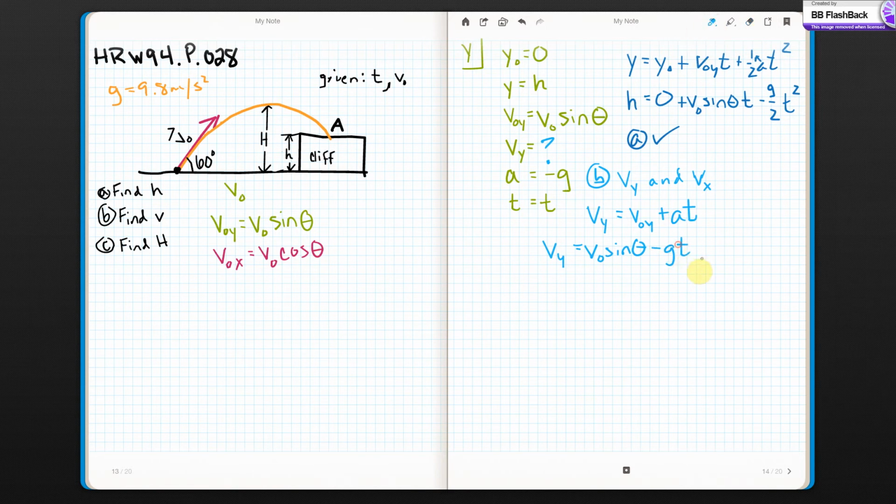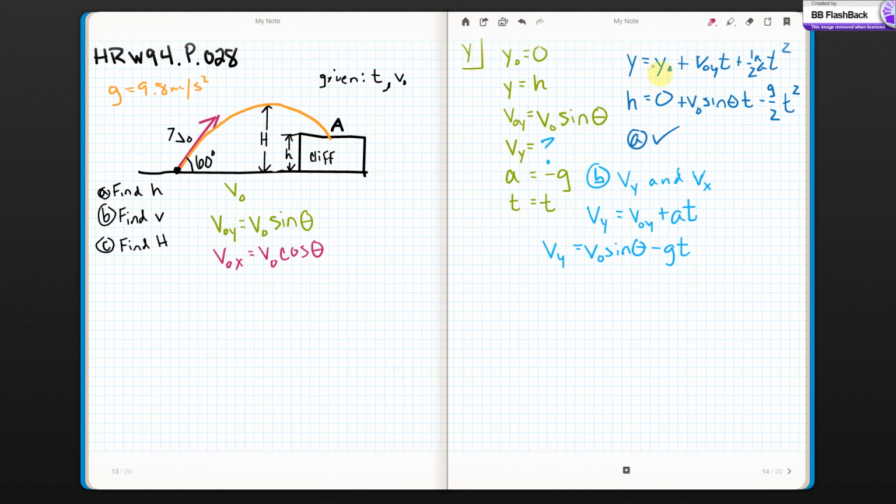Minus gt. Okay, all of these I know. All of these I have numbers for, so I could get a number out of this if I wanted to. Let's look at vx. Vx is actually easier, because the x direction has no acceleration acting in that direction, so the vx just stays whatever it was to start with. So it's v naught cosine theta. So I already know that.